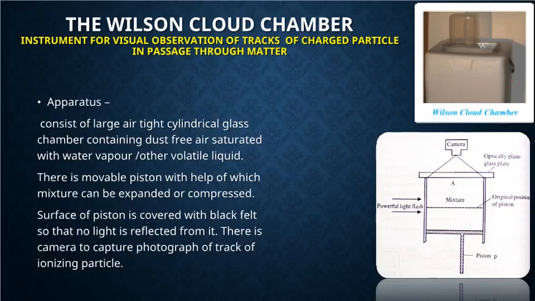A camera is placed on the top of the chamber to capture photographs of the track of the charged particle. To avoid unnecessary reflection of light, the piston surface is covered by black felt. Now we know the construction, but what is the basic principle behind this? Let's see what it is.